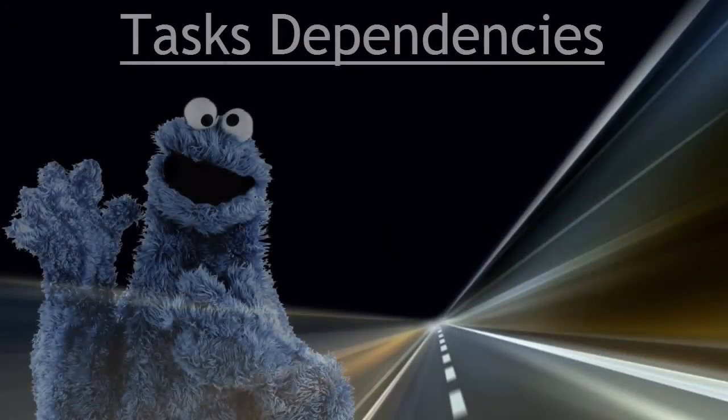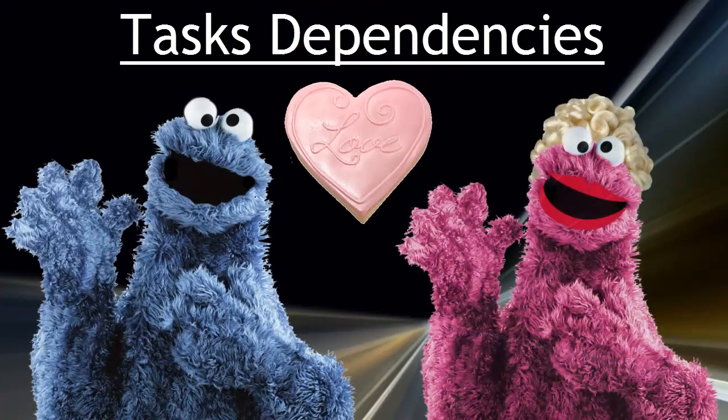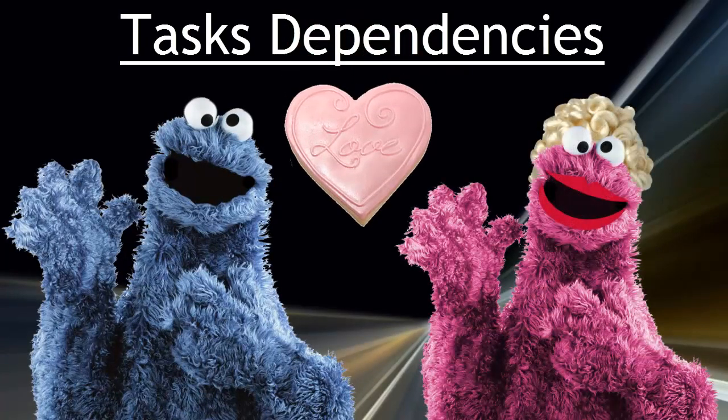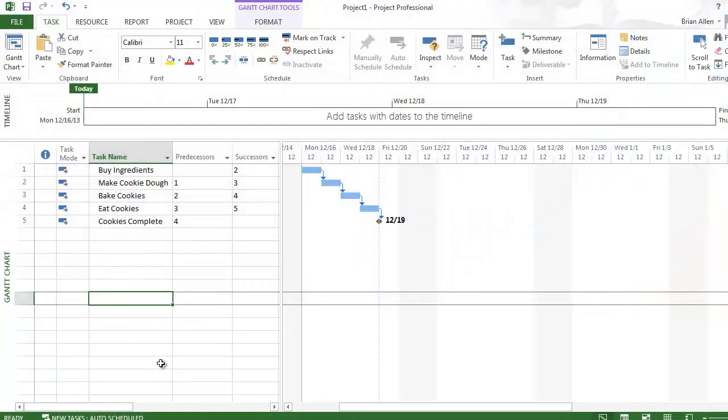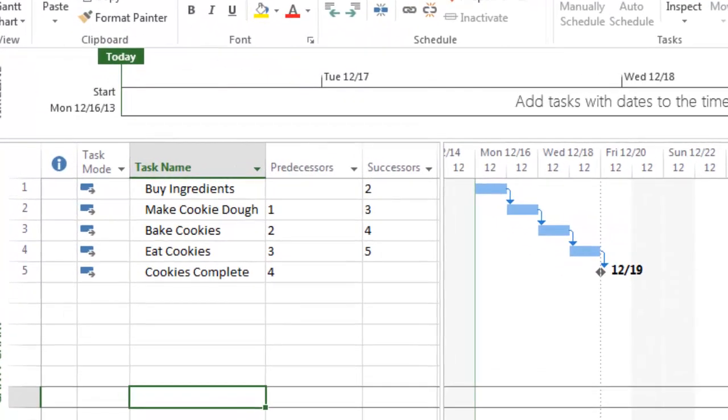Now, let's say the PM Cookie Monster is making cookies for his girlfriend, the Cookie Dough Monster. She does not like to eat baked cookies. To represent this in the schedule, a few modifications must be made. 1. First, we need to add an Eat Baked Cookies task. This is done by selecting Cookies Complete, right-clicking, and selecting Insert Task.